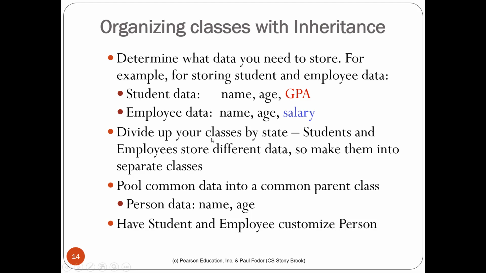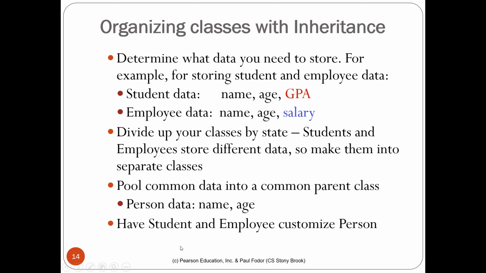Now divide up your classes by state. That means students and employees store different data, so make them into separate classes. So we cannot have one class which should be used for creating student objects and also employee objects. That will not happen, so we should not do that. Anyway, we need two different classes, student and employee class. But there is something common. We do find that out of these three data members that we have in each class, we do find two data members which are common, like name and age.